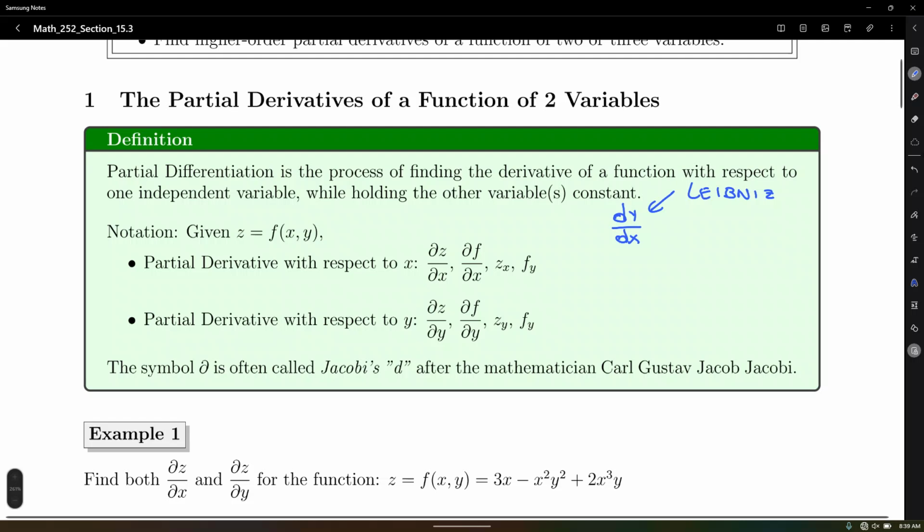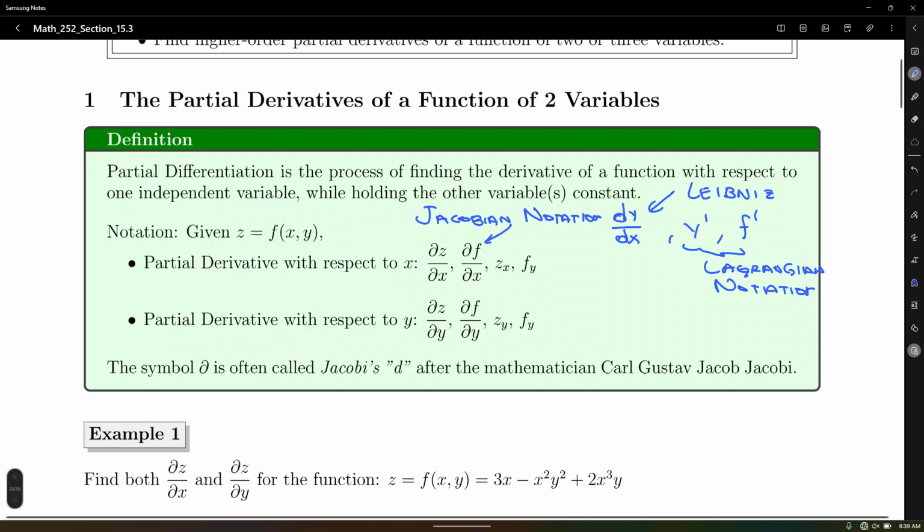And then you also learned about, what was the other one? y prime, f prime. These are called Lagrange notation. So now you're going to learn a new symbol for partial derivatives. You have this curly d. It's a curve, like the number 2 but without finishing the number 2. That's how it looks. And that one has a special notation that's called Jacobian notation.